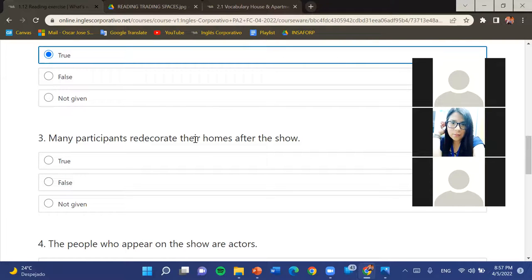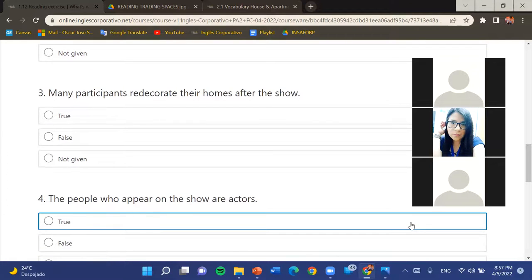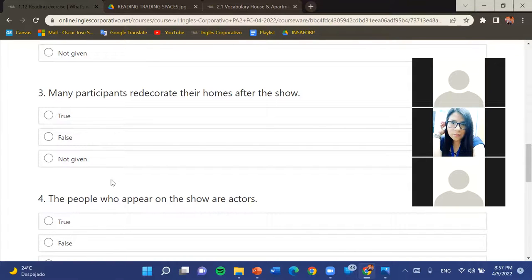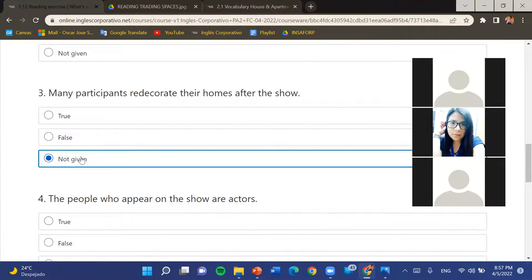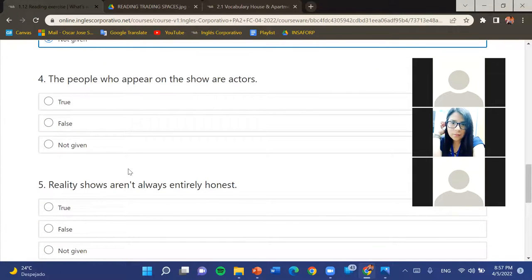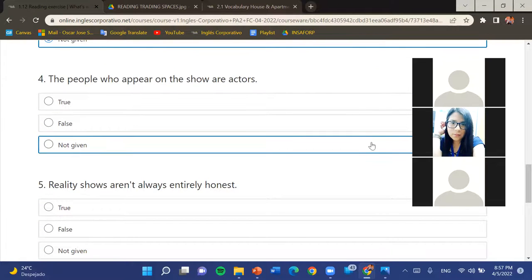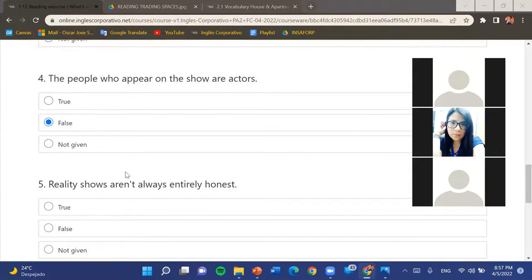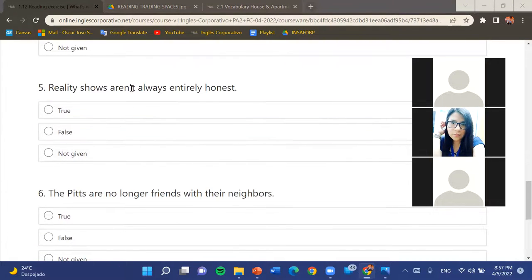Many participants redecorate their homes after the show. Joel, do they? Is it true, is it false, or is it not given? Actually not given. Yeah, they don't mention that. They only mention the experience of the Pitts, but they don't mention any of the other participants. All right, from Evelyn. The people who appear in the show are actors. Is that true, false, or not given? False. Thank you very much. Yes, it is a false statement because they say that they do not want to become actors.